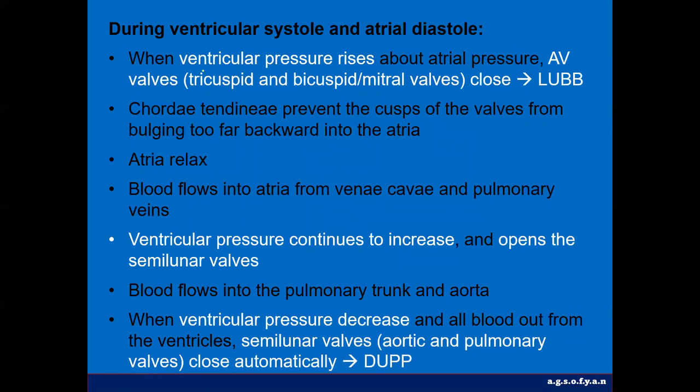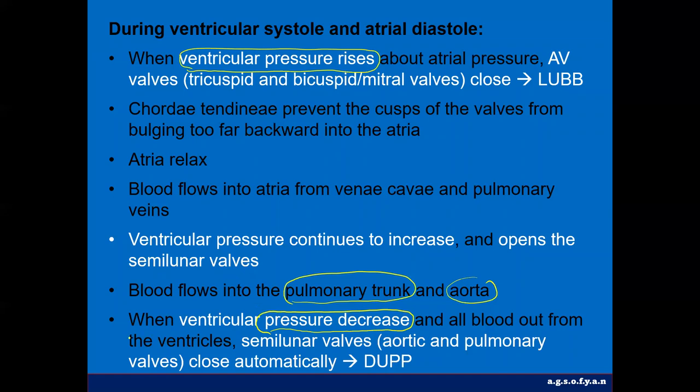Now in the ventricle, the ventricular pressure will be rising, and then the blood will flow into the pulmonary trunk and the aorta. This is during the ventricular systole. And then when the blood is empty, the pressure will also decrease, and this is happening during the ventricular diastole.